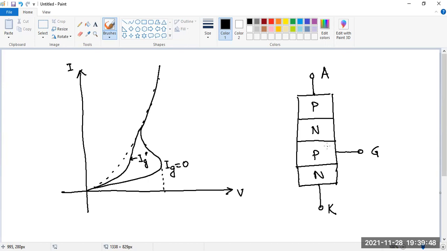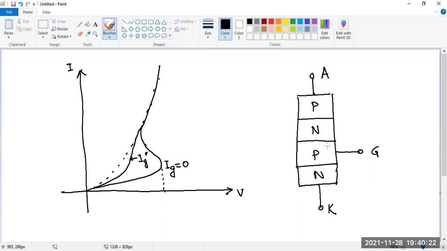Okay, got my point? Because we have mentioned that in case of forward bias, there is one reverse biased junction. And in case of reverse bias, there are two reverse biased junctions. So that means if we need a conduction through the device, we have to puncture these reverse biased junctions. Otherwise, the conduction is not possible because your gate current is 0.